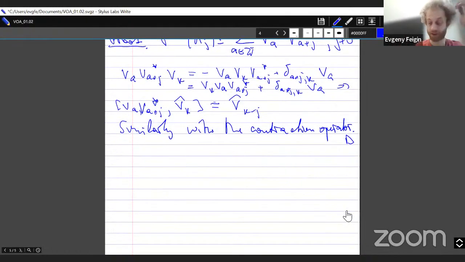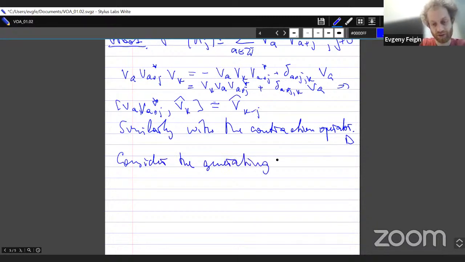Okay. So this is already something, and we want to somehow, as I said, construct the corresponding operators on the bosonic side. And in order to do this, let us introduce, so consider, generating functions. And these are x of u, x star of u.